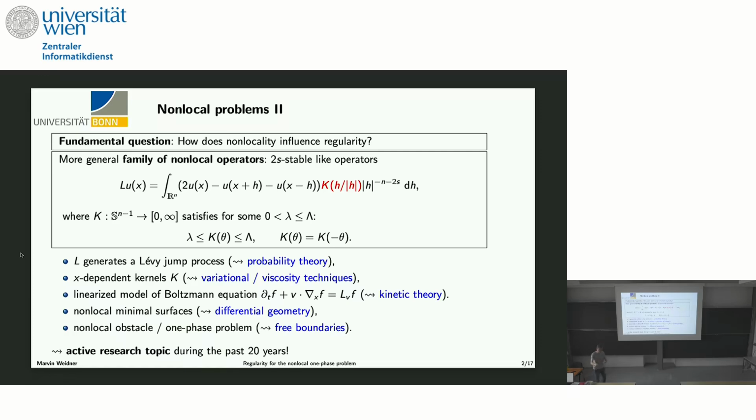So jumps in any direction can appear with the same probability. Now, when you consider operators like this, then also here jumps in different directions occur with different probabilities. And under this assumption here that you have this function k that lives on the sphere and that is somehow comparable, like that is bounded from above and below, you get a class of generators that corresponds to the class of 2s stable processes. And this is a very well-studied class in probability theory.